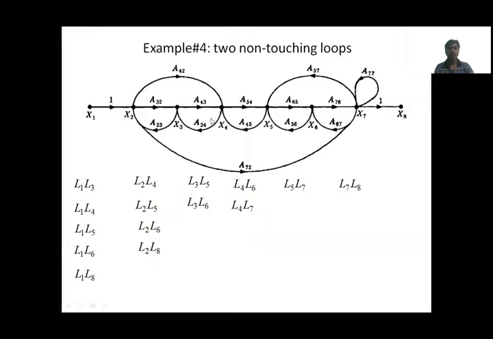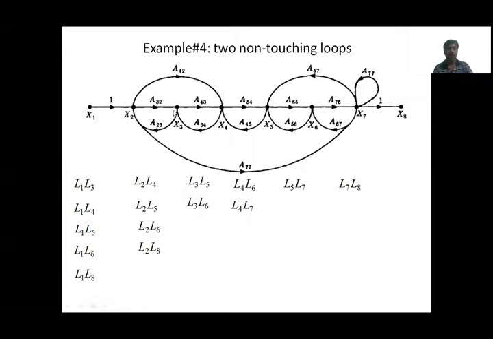Similar way, L1 and this self loop also, both are non-touching. L1 and L7 also non-touching. Then L1, L6, this is L6 now, L6 also not touching. Then L7 is touching, but L8 and L1, this is L8, it is not touching.